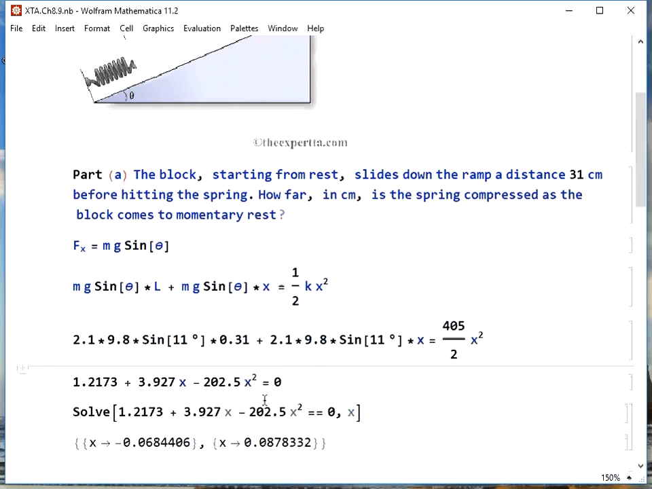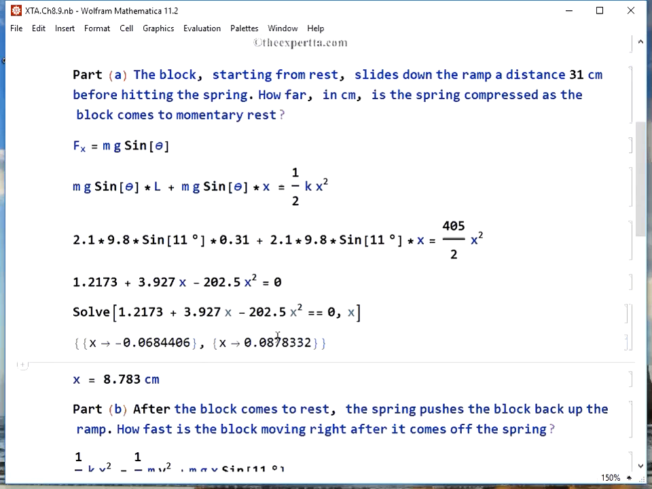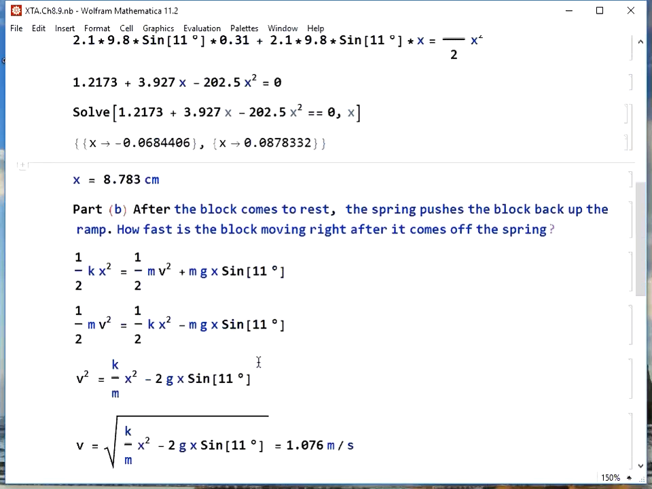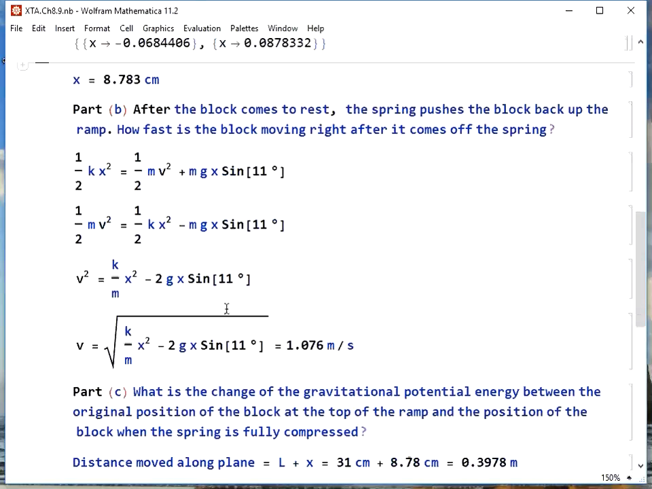Now we have to solve a quadratic because we've got a constant term, a term with x, and a term with x squared. We get two solutions. We want the positive solution. We get 8.783 centimeters. Part B: after the block comes to rest, the spring pushes the block back up the ramp. How fast is the block moving right after it comes off the spring?